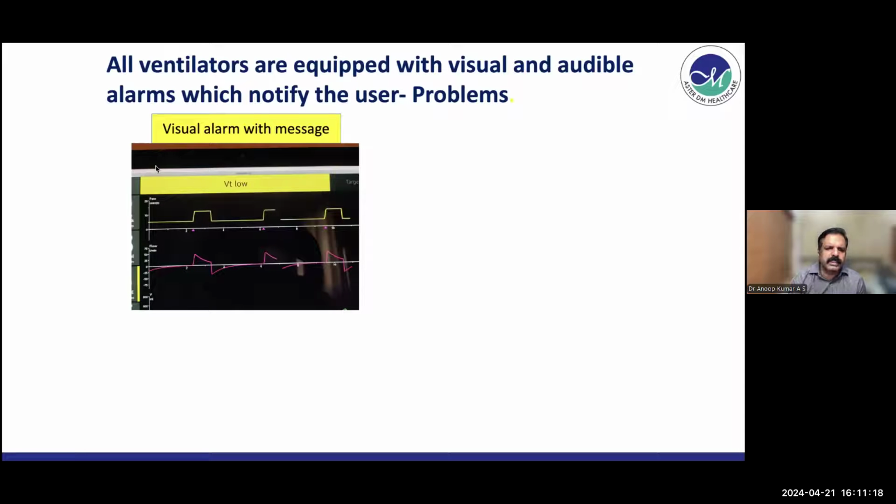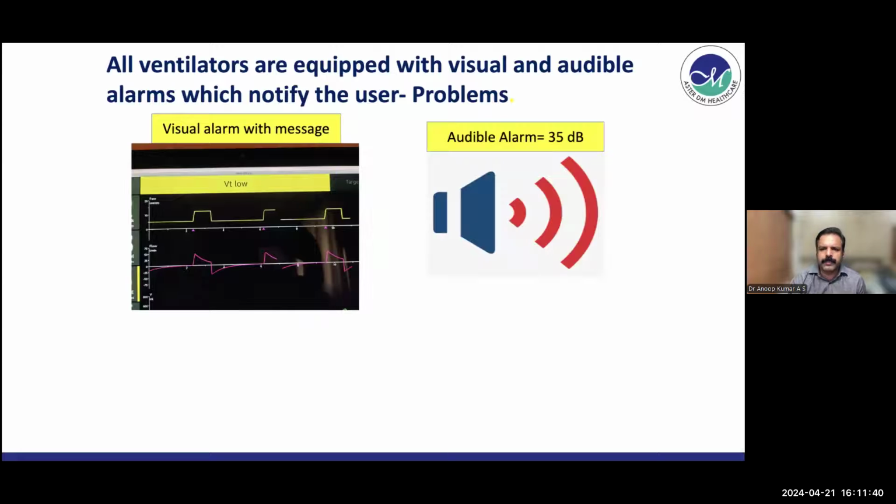So here, as you can see, sometimes it will show that there is a low tidal volume. This can happen for many reasons. Maybe high airway pressures and you keep the peak very low in a volume control mode, or you have too much leak, or decreased compliance. All these things can cause a low tidal volume alarm.